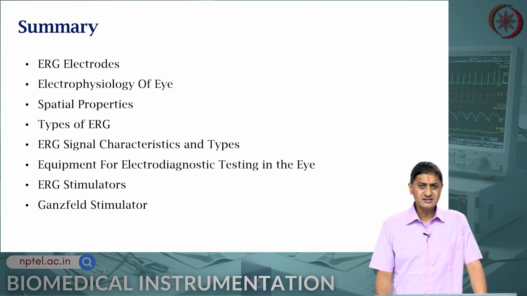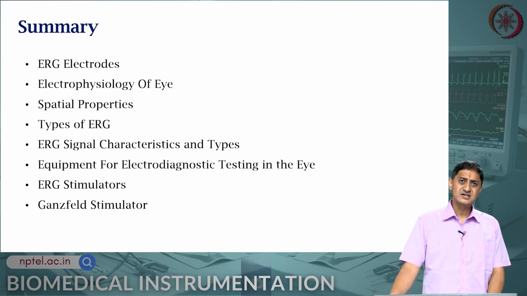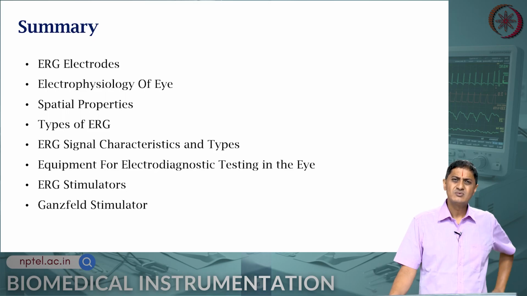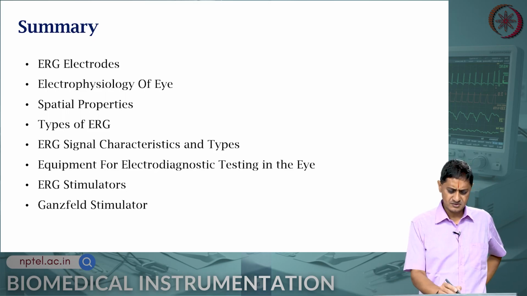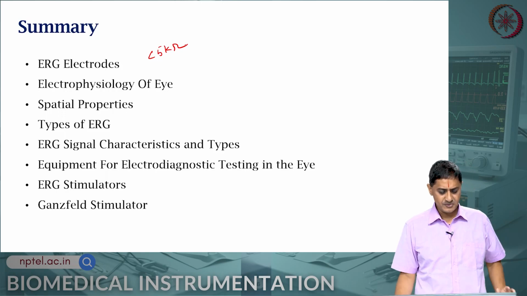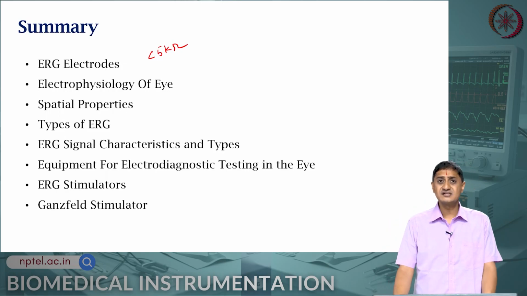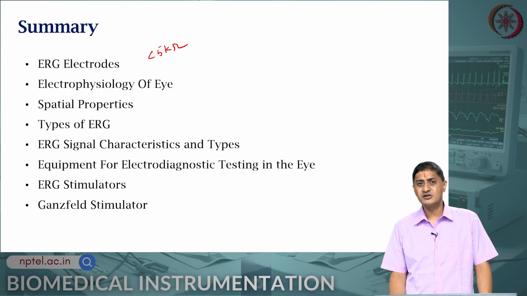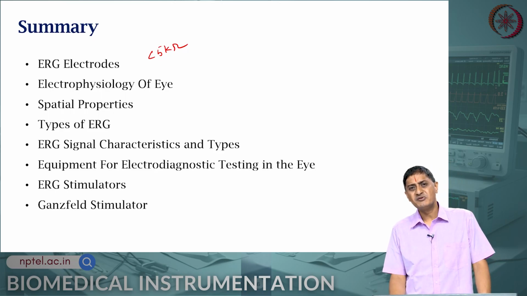So, these are the typical components of an ERG system. We saw what these are, the ERG electrodes, silver chloride electrode. What is the impedance of this electrode? Less than 5 kilo ohms. Right. The spatial properties, the types of ERG and signal characteristics and its types, and what are the various equipment that are there, amplifiers, filters and analog to digital converters, and stimulators, critically the Ganzfeld stimulator.